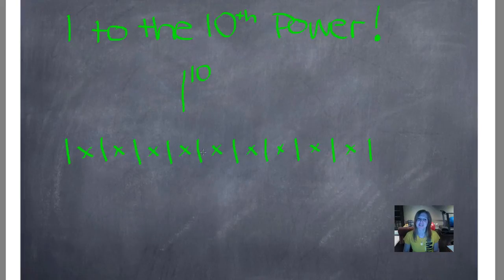So this looks like a lot of numbers to multiply together, but remember the identity property of multiplication. Anytime you multiply a number by 1, it's always that number. 1 times 1 is 1, times 1 is 1, times 1 is 1, times 1 is 1, times 1 is 1, times 1 is 1, times 1 is 1, times 1 is 1, times 1 is 1. So our expanded form actually equals 1. There's our standard form, 1.